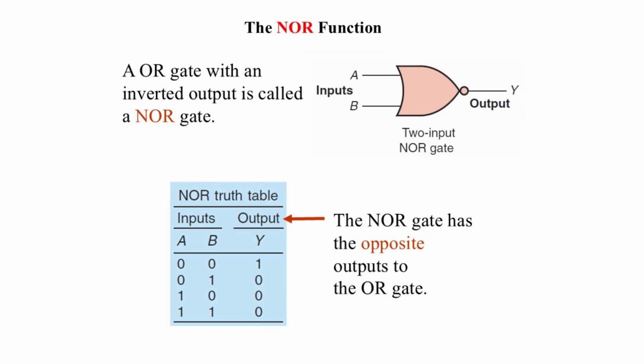Similarly, we can use an OR gate followed by a NOT gate to form the NOR function. The NOR gate produces the exact opposite output of the OR gate. Looking at the truth table, the output is 1 only when both inputs, A and B, are 0. In every other case, when one or both inputs are 1, the output is 0.